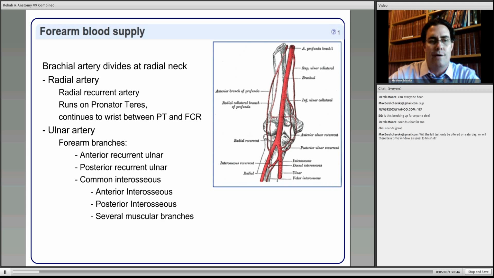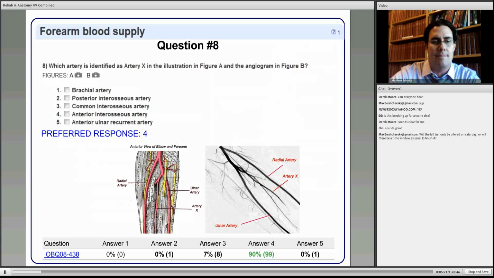The ulnar artery, however, has a few more important branches. It's got your anterior and posterior recurrent ulnars, and then it gives off the common interosseous. That common interosseous then splits into your anterior and posterior interosseous and gives off several muscular branches. So if we look at this question, you can see it's distal to that common interosseous, and they're actually asking about the anterior interosseous artery. And it looks like a majority of people answered that question correctly.